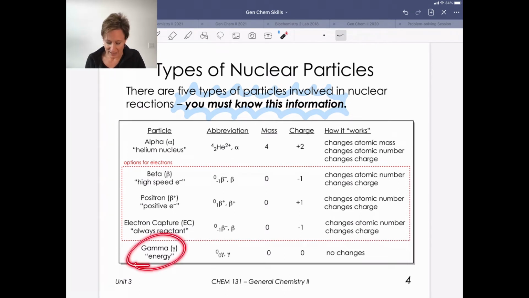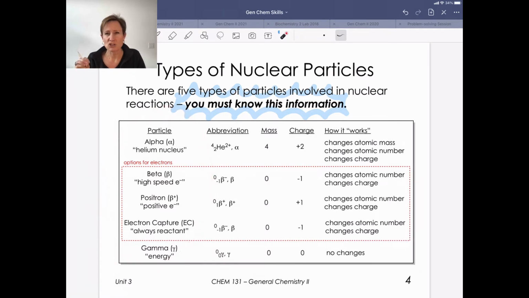The last thing actually does nothing to change atomic number, charge, or mass. This is just energy that's emitted, and we call this a gamma particle or gamma emission. These zeros here remind us that it's not going to do anything to change charge or atomic number. But maybe you'll see that you're adding gamma irradiation to an isotope, or maybe an isotope is emitting gamma radiation. So these are the important pieces.